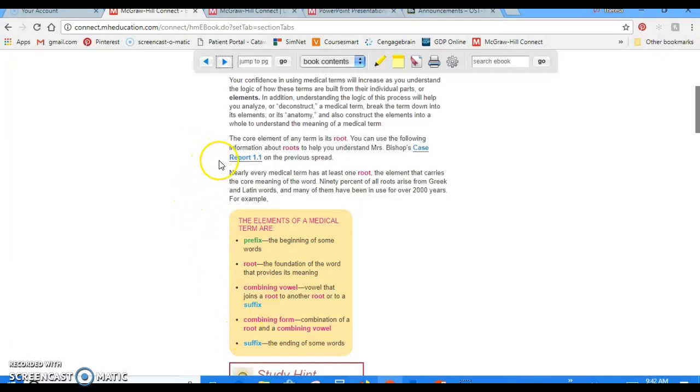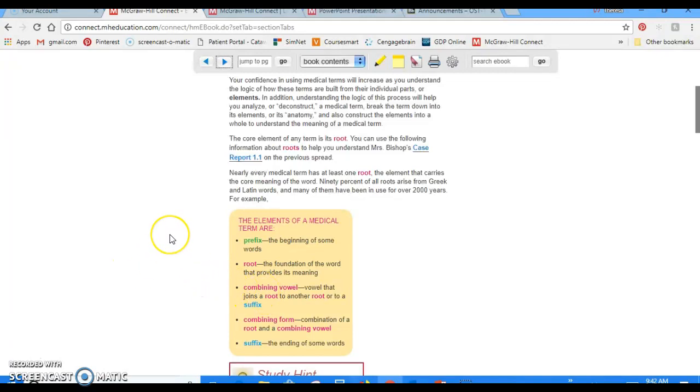Now, as you're looking at this, what you can tell is prefix is just like with any other word. It goes at the beginning of some of the words. Suffix is the same for general words too. It goes at the end. The root is the foundation, the part of the word that everything is based upon. And that's what you will need to pay really close attention to.